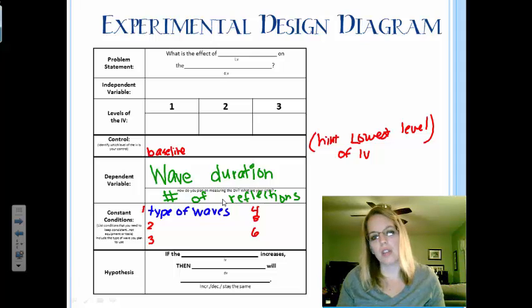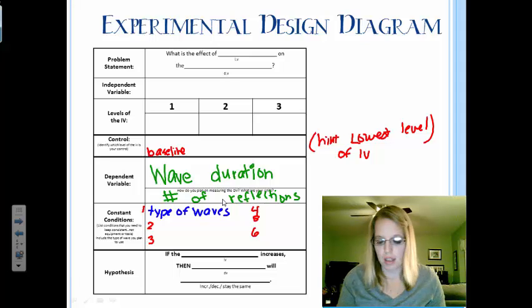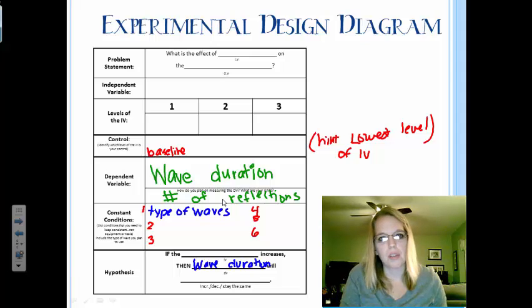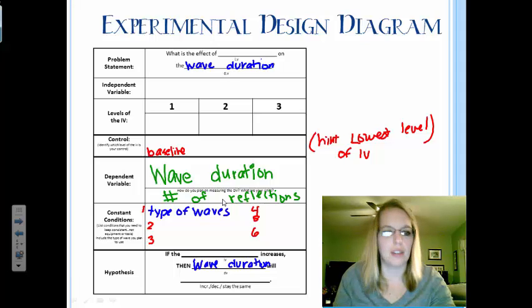And then you need your hypothesis. If IV increases, then the DV, which we know is wave duration, will increase, decrease, or stay the same. We probably could fill out wave duration up here too. But I cannot fill out your IV with you because, again, this is your experiment. I don't know what you are going to choose. And there are so many of you, I couldn't even tell you.